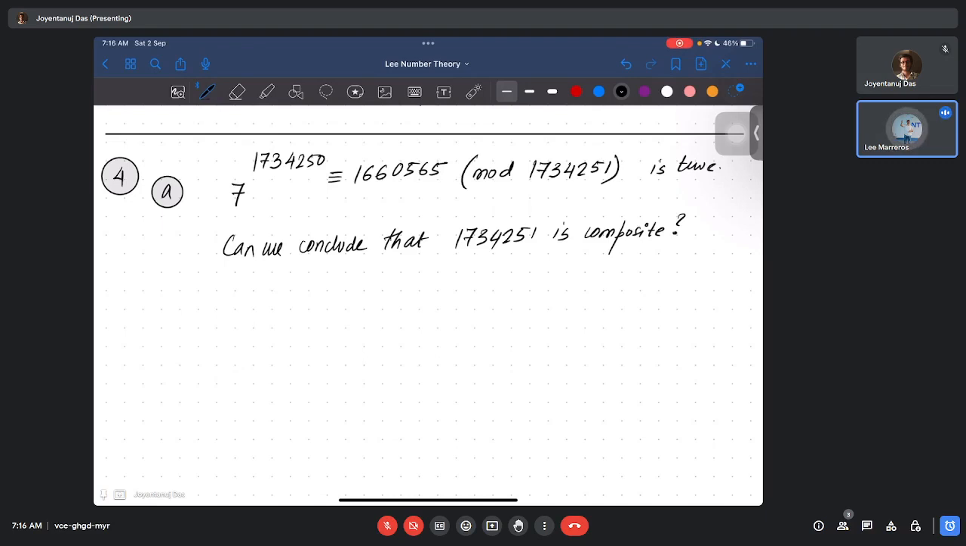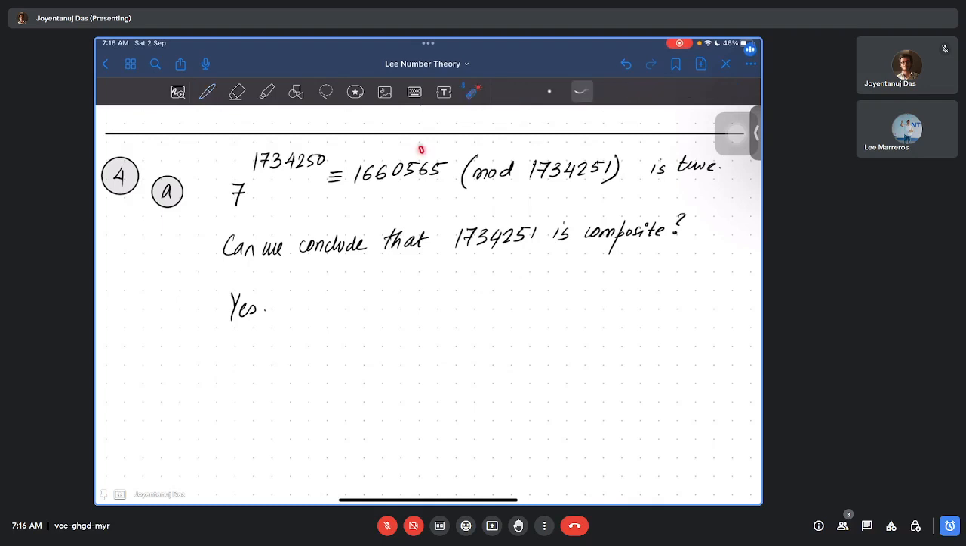Yes, because of Fermat's Little theorem. If it was prime, then this quantity should be congruent to one. So yes, we can conclude that because of Fermat's Little theorem. Right.